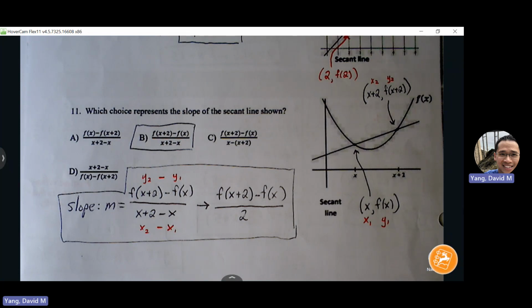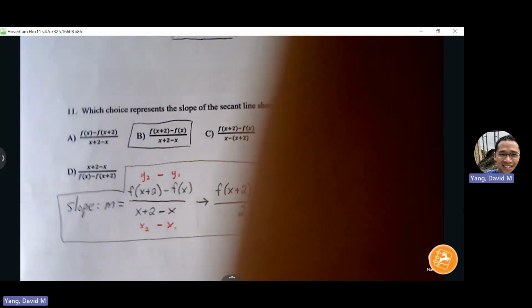You said normally they would simplify, right? The x's would cancel themselves out. Yeah, we could simplify further if it were not multiple choice. Okay. Everybody good? 10 and 11. All right, so good.